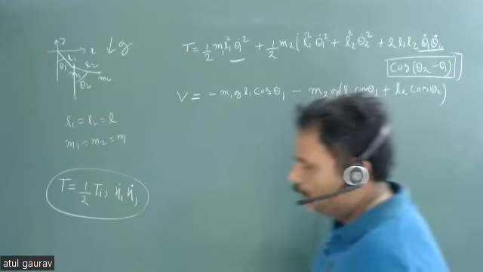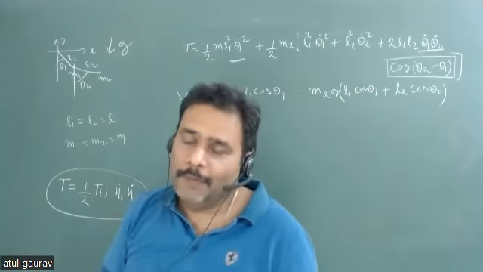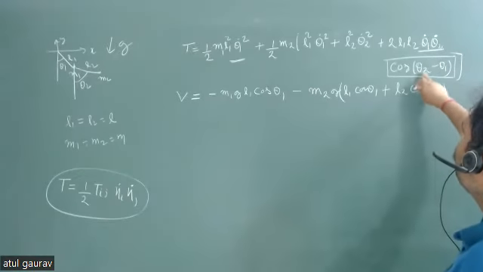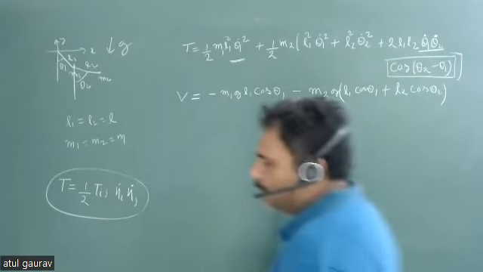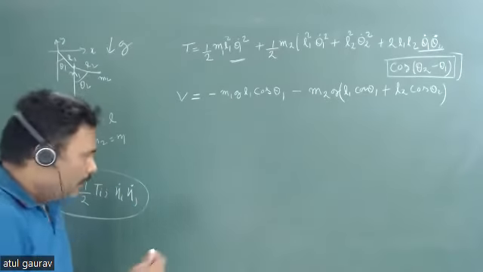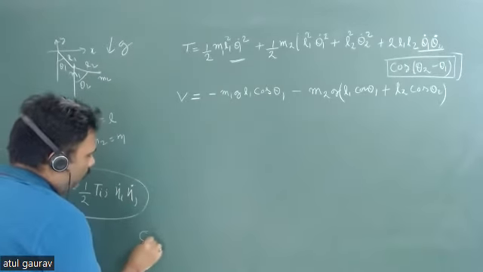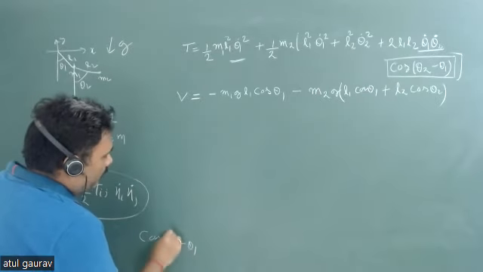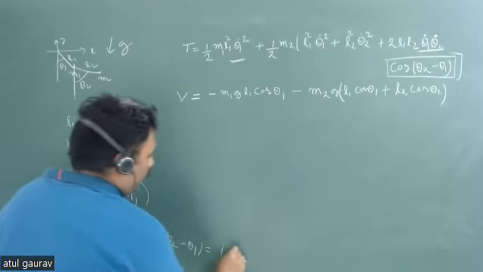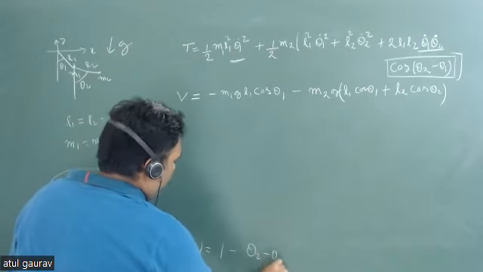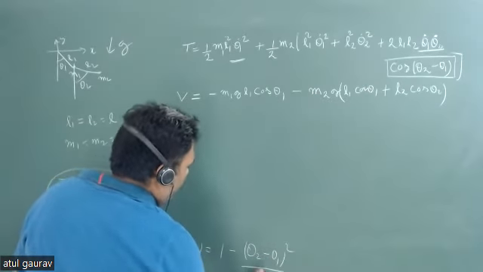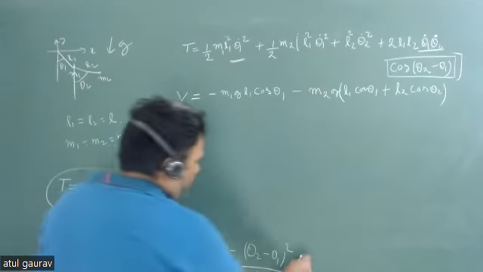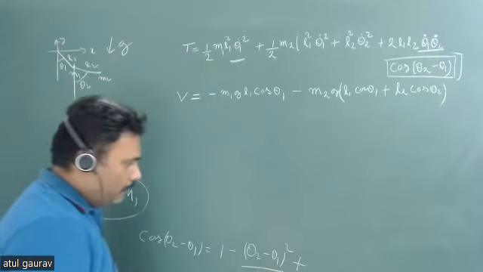What about this one? So we have to approximate this. If you approximate this, then what is going to happen? It's a very good suggestion that we have to approximate this. So cos(θ2 minus θ1) can be written as 1 minus (θ2 minus θ1) whole square by factorial 2, and plus higher order terms will be there.